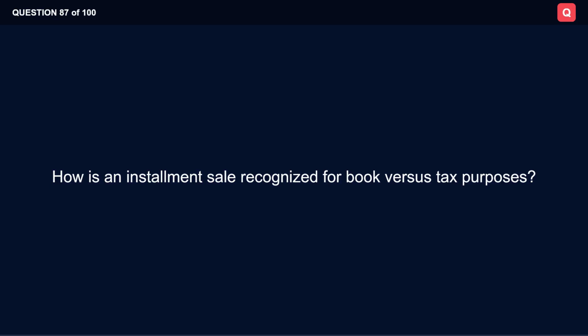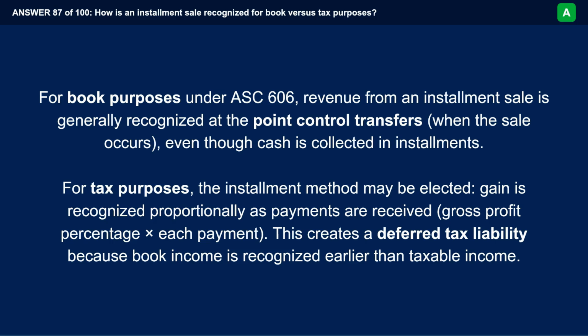How is an installment sale recognized for book versus tax purposes? For book purposes under ASC 606, revenue from an installment sale is generally recognized at the point control transfers, when the sale occurs, even though cash is collected in installments. For tax purposes, the installment method may be elected. Gain is recognized proportionally as payments are received, gross profit percentage times each payment. This creates a deferred tax liability because book income is recognized earlier than taxable income.